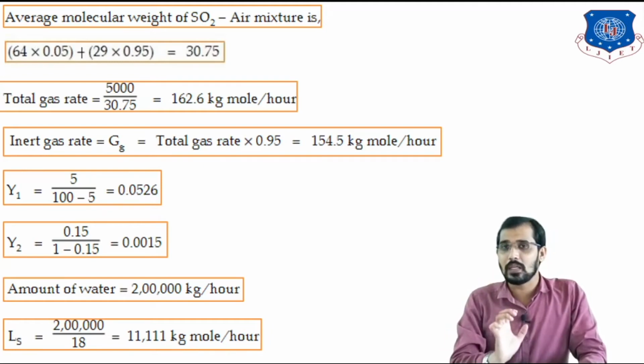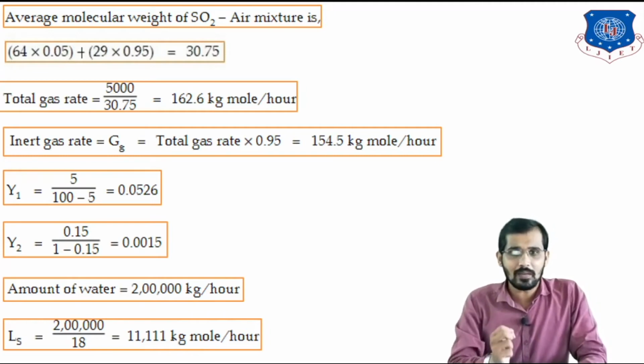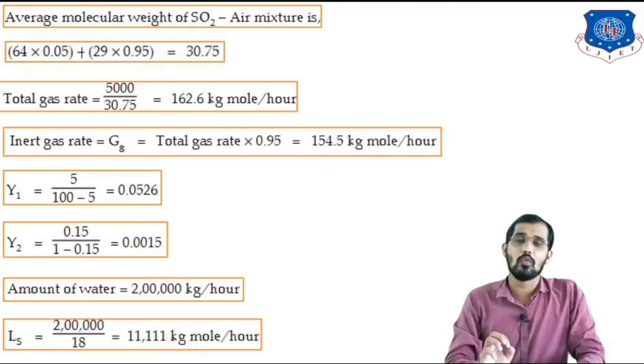Now we have to calculate the same, the total flow rate for the water. The molecular weight of water is nothing but 18. So 2 lakh divided by 18 is equal to 11,111 kilomole per hour. So this is the total molar flow rate for the water.